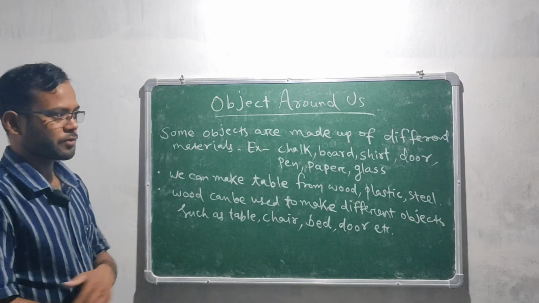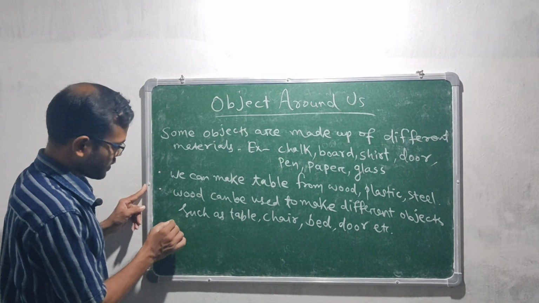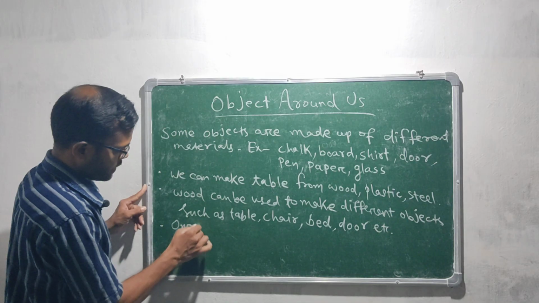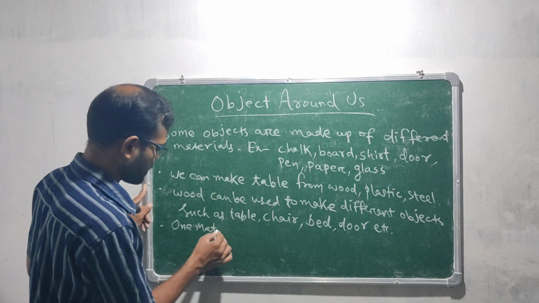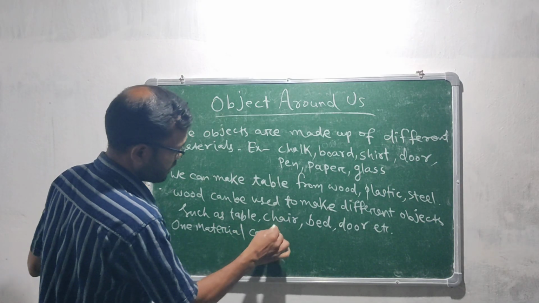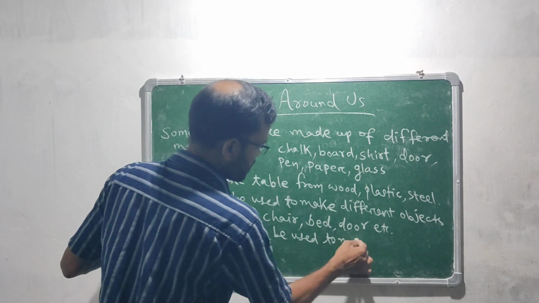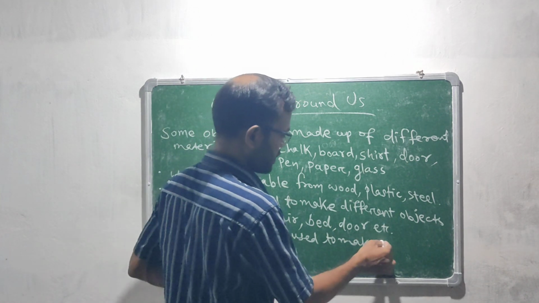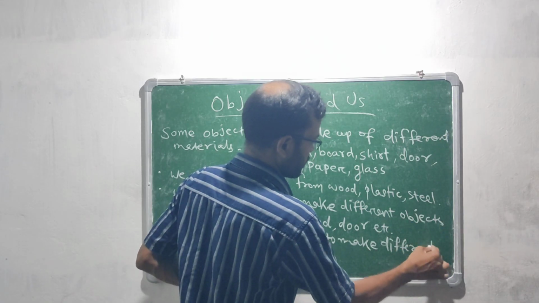So what do we conclude from this? We can conclude that one single material can be used to make different objects.